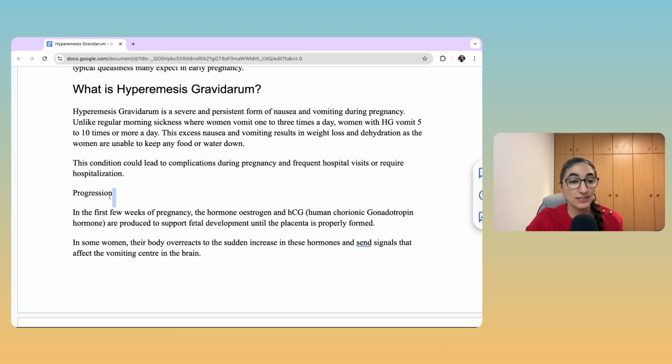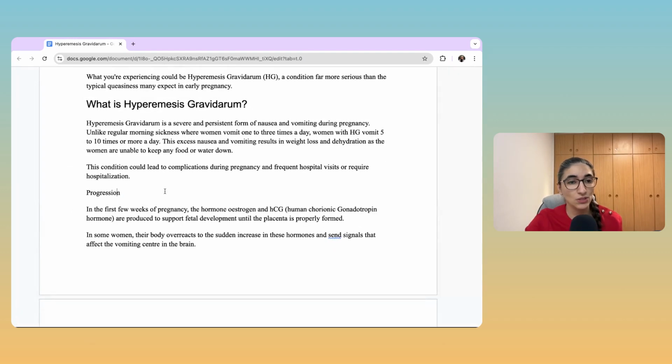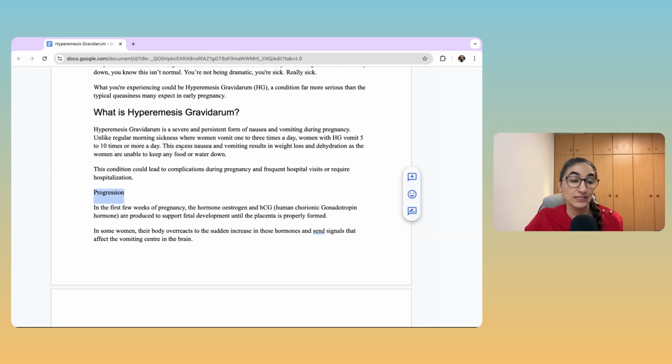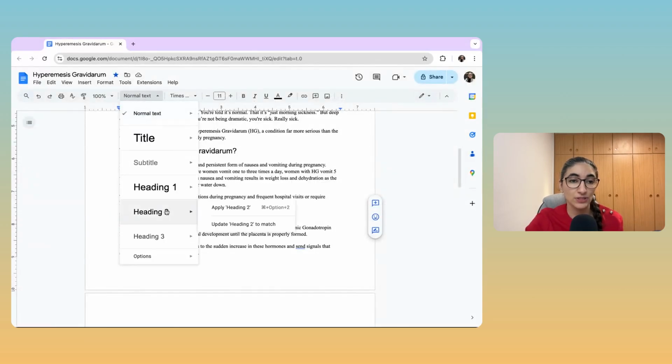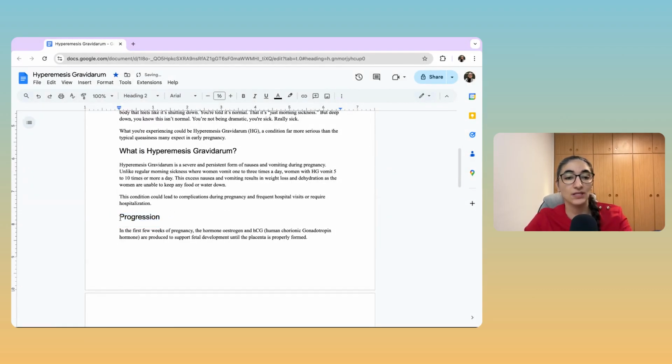And then it says progression here. So again, I feel like this heading could be improved. So I'm going to change that to H2. And I'm going to say, how does HG progress? I would definitely type out the whole thing.